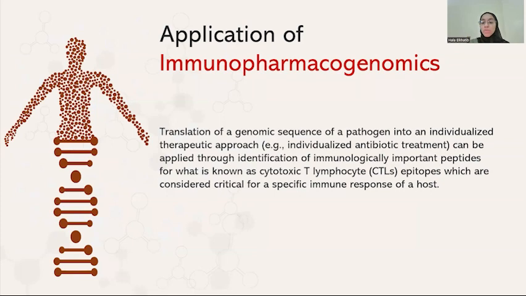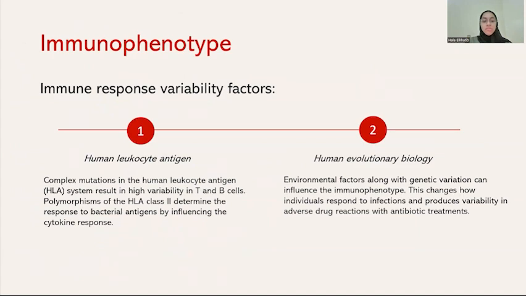Although the application of immunopharmacogenomics in clinical practice is still pending due to its complexity, it's a promising approach that will improve the management of infections. Immune response variability factors: the human leukocyte antigen and human evolutionary biology. Given the frequency of genetic polymorphisms between populations, we can expect marked differences in immune response between individuals. Therefore, it's important to incorporate immunopharmacogenomics into the treatment of infectious diseases.